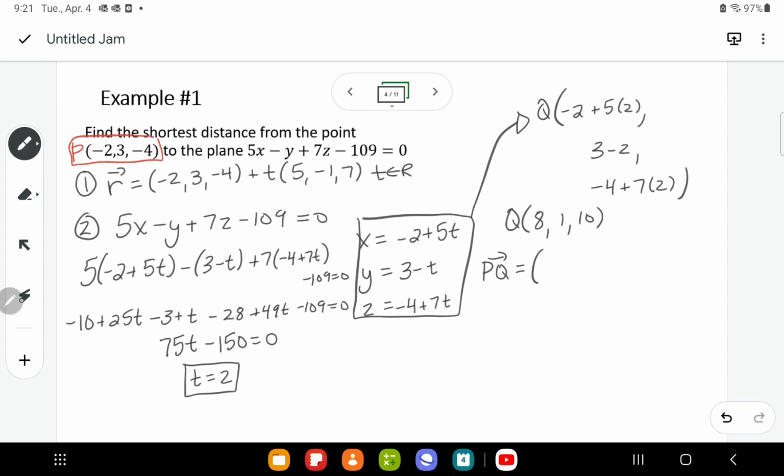So I've got 8 minus negative 2. So that's 8 plus 2 is 10. 1 minus 3 is negative 2. And 10 minus negative 4 is negative 14. Oh, positive 14.